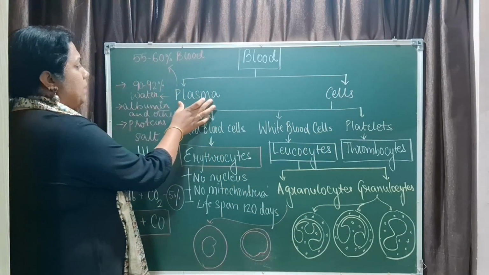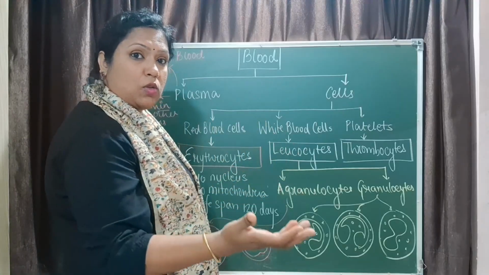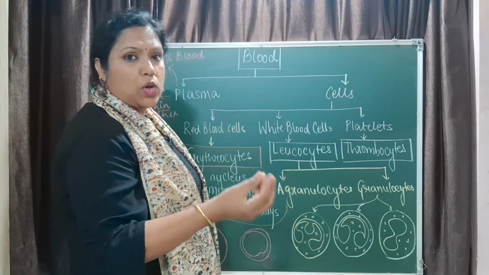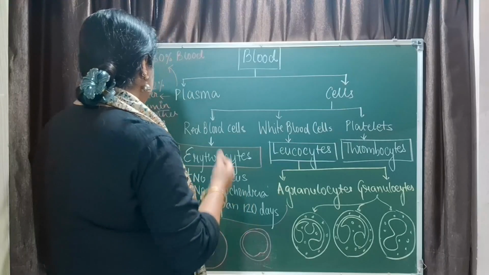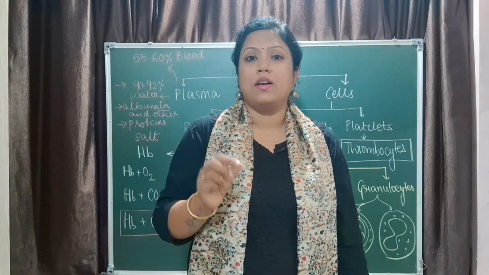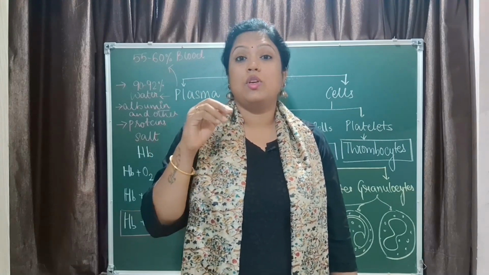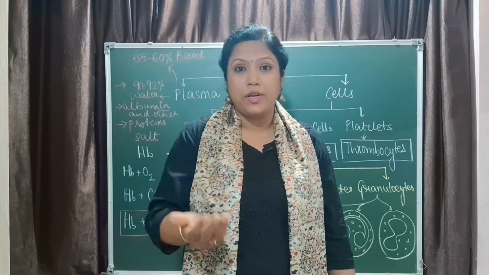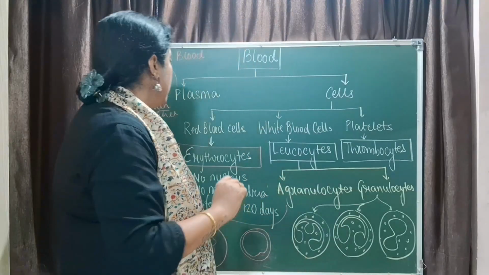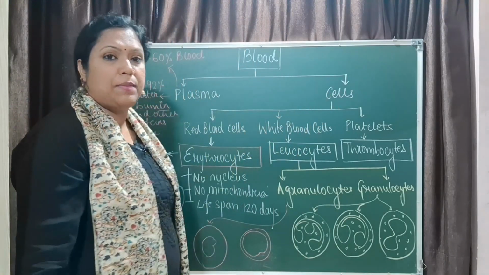Now what is plasma? Plasma is the fluid part of the blood. It contains around 90 to 92% water, some proteins, and dissolved salts. Okay. You'll know that blood is a colloid. A colloid is what? It's a homogeneous appearing heterogeneous mixture. So here the cells are suspended in the fluid part that is called plasma. Now the cell part of the blood contains red blood cells, white blood cells and platelets.